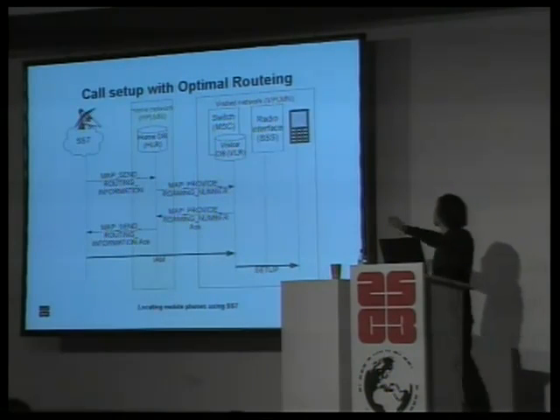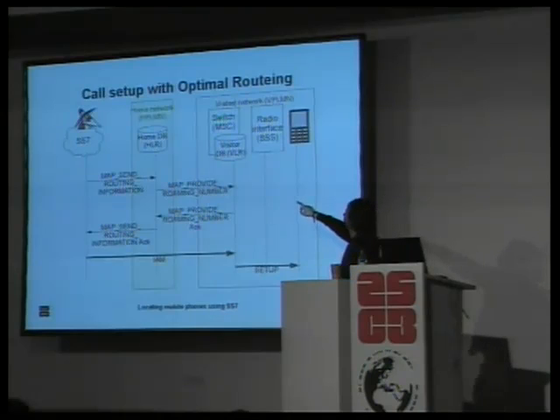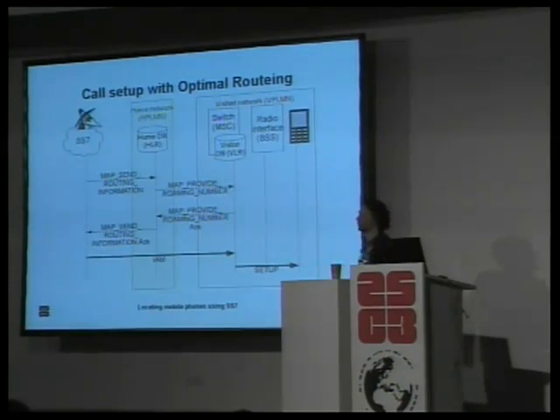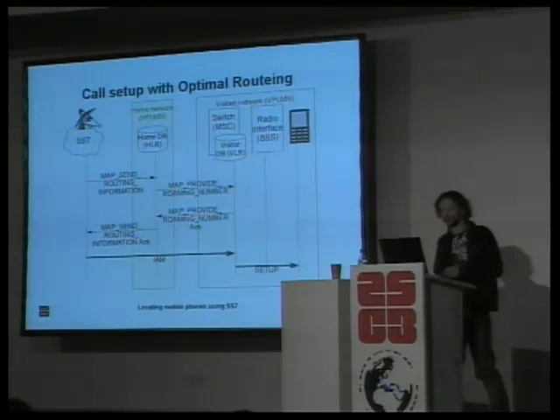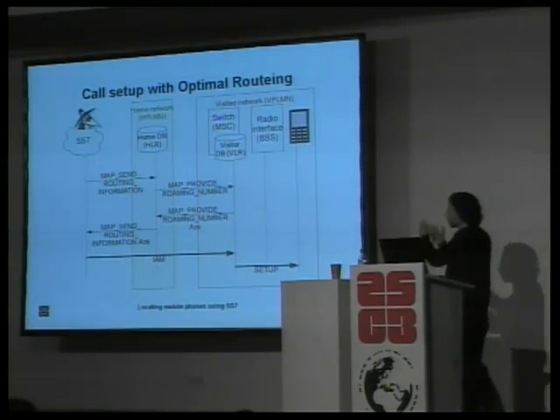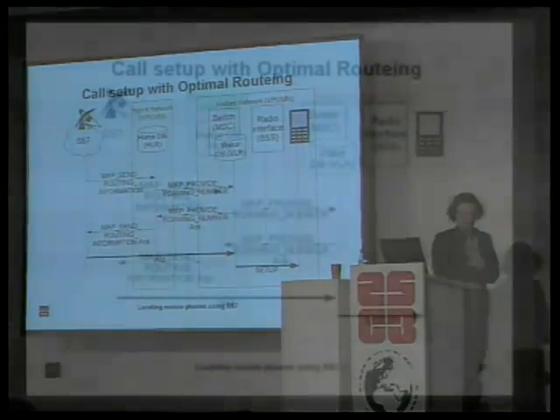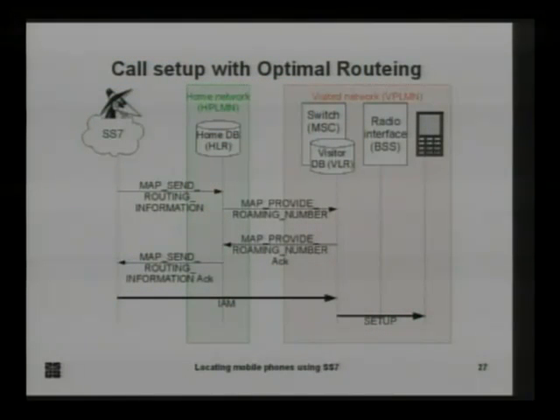So again, call setup with optimal routing. Your home database gets asked for routing information. It gathers the routing information it needs and sends the routing information directly back to the network that asked for it. So that's much like short message sending; they're converting short message sending to be more like voice calls, and voice calls to be more like short messages. And then the call setup message, the initial address message below here, will go directly to the switch you're currently logged into.